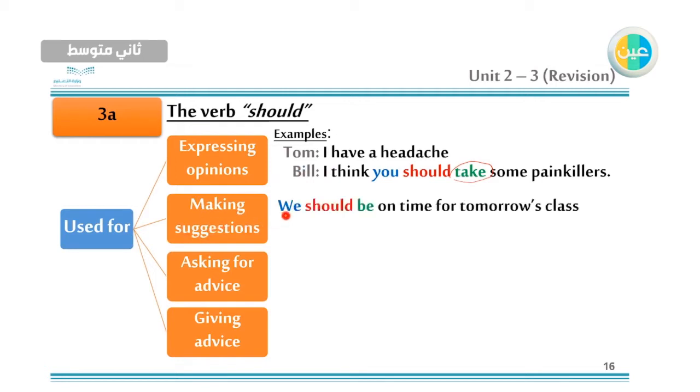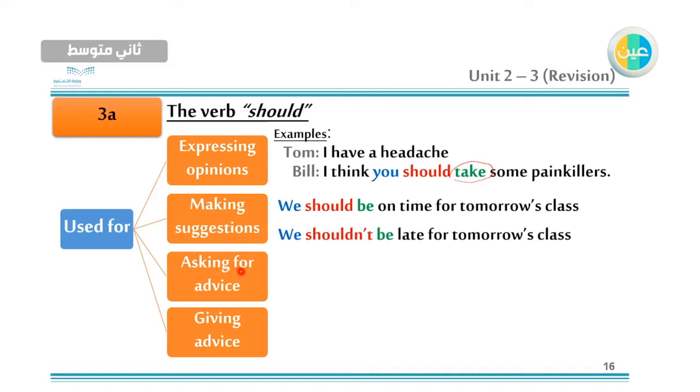And this is how to make a suggestion using should. So this is the first one. We should be on time for tomorrow's class. Again, subject, should, and the base form of the verb. Okay, and the negative form is like this. We shouldn't be late for tomorrow's class. So shouldn't, the same form, we only add not to should. So we shouldn't be. This is the main form or the base form of the verb.